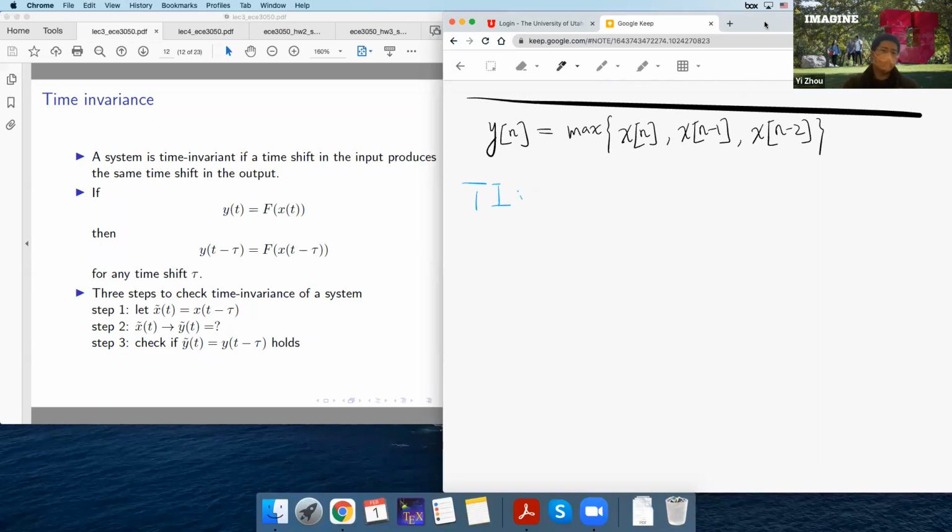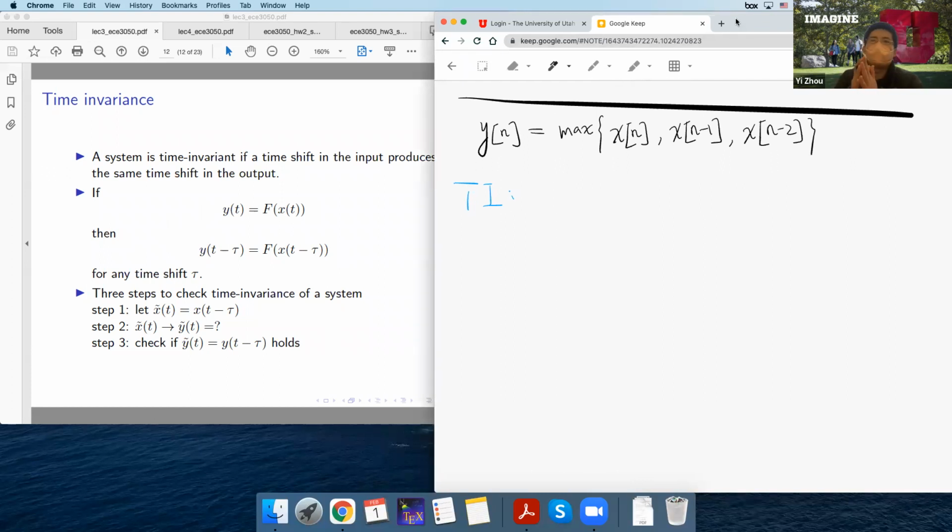Okay. So did any of you get a different answer? It's supposed to be time invariant. Did you get this one, time invariance? Okay. Yeah, we can follow the standard steps. Okay, the system looks a little bit complicated. But just write out the definition and follow these steps.